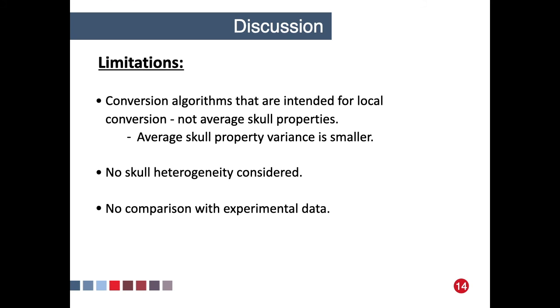Some limitations of our work are that the conversion algorithms considered are generally intended for local property conversions, not average homogeneous skull properties. And so we expect that the variation of the average properties of the skull would be smaller than the ranges considered here, which may reduce overall sensitivity. We also did not consider skull heterogeneity, and we did not yet provide any comparison with experimental data.